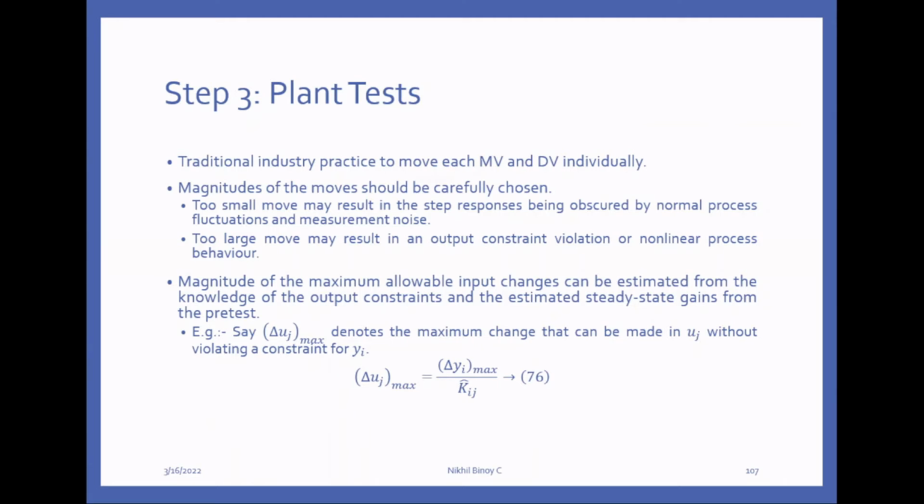Here yi means the ith output; take its maximum step change and divide it by the steady state gain connecting the jth input and ith output, that is Kij. So it will give the maximum value, or the bound, of the step change of the jth input, the jth manipulating variable.